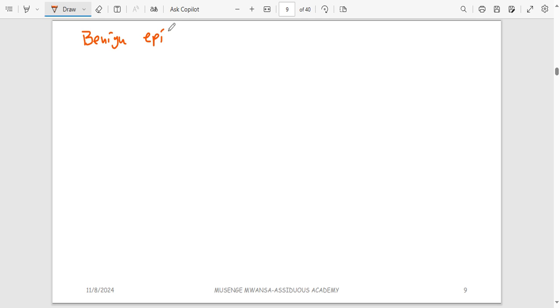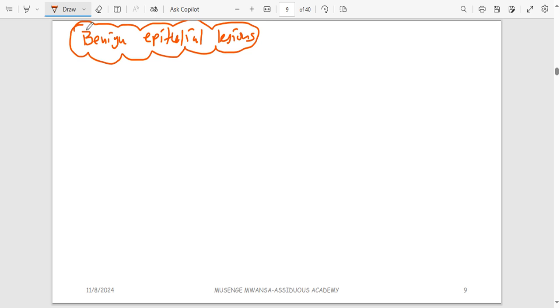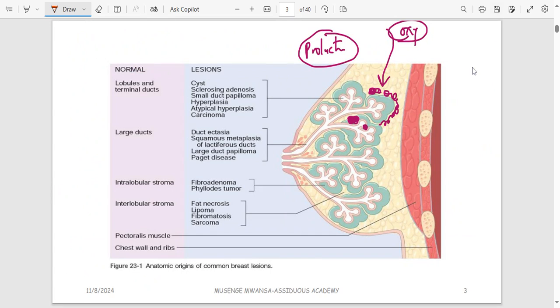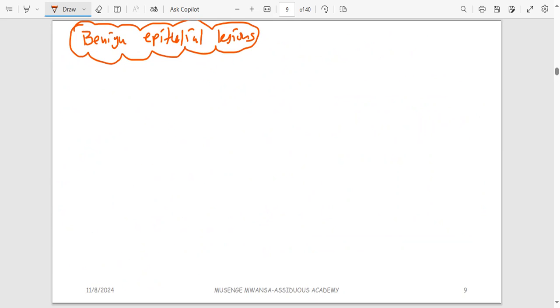Benign epithelial lesions. Now, as we can see, these are lesions to epithelium, but they are not benign. Okay, they are not benign. When you look at the cancers of the breast, the cancers of the breast can either affect the ducts, you can see the ducts, or the lobules. That's how you can simply divide the cancers of the breast. Now let's start with the benign epithelial lesions.